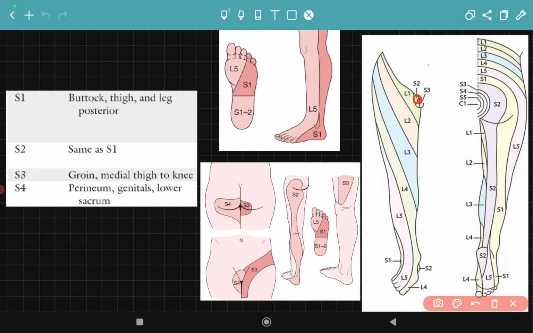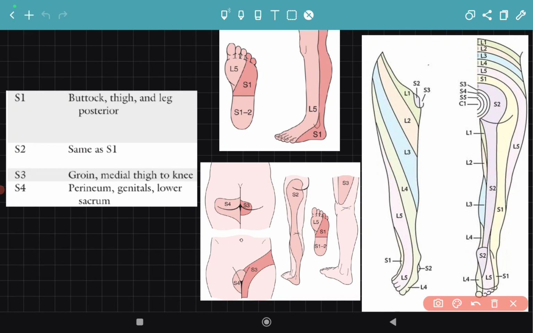Now this is only the anterior view. So you can see over here it is covering almost the medial aspect of the thigh, so medial thigh to knee. Over here you can see how it is going from the medial thigh to the knee. That was about the S3 dermatome.